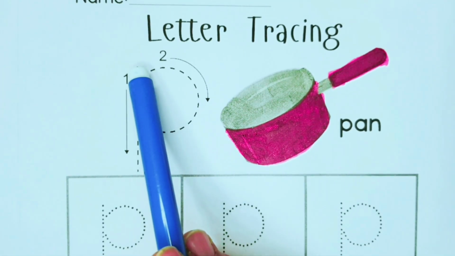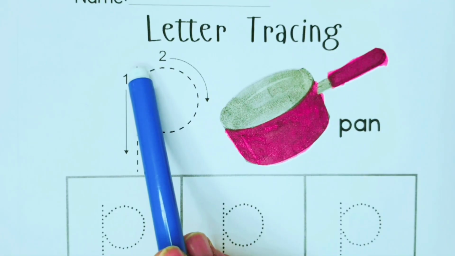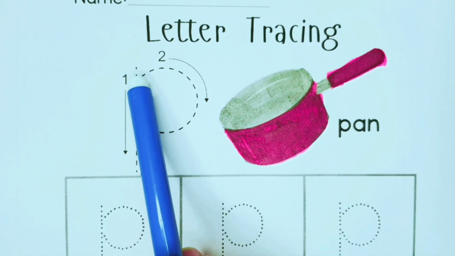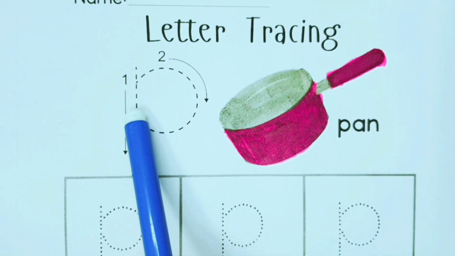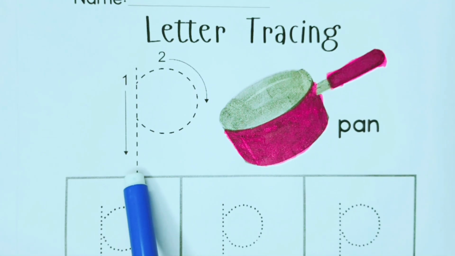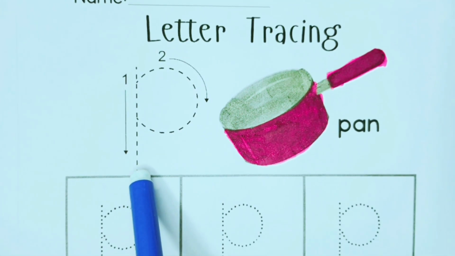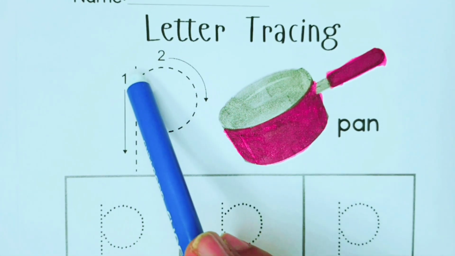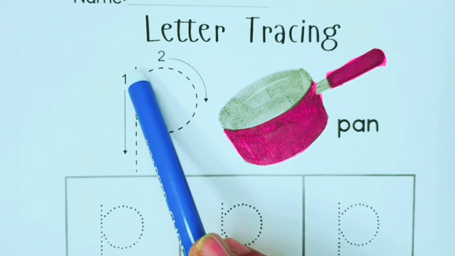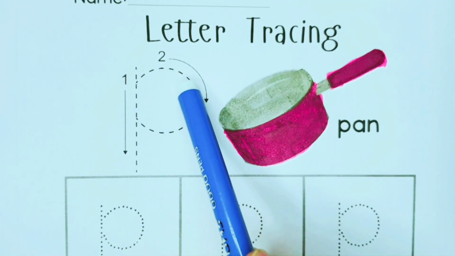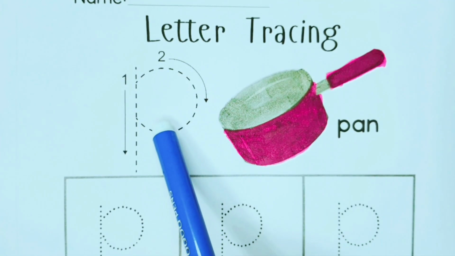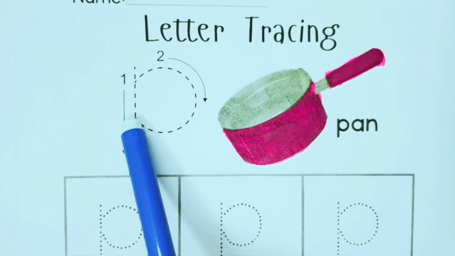Step 1. To write a small p, first start at the middle line with a straight line down below the bottom line. Step 2. Trace back up to the middle and make a curve to the right, connecting back down to the baseline.